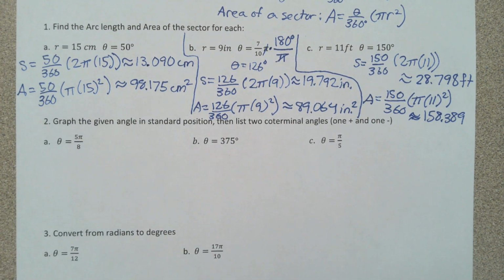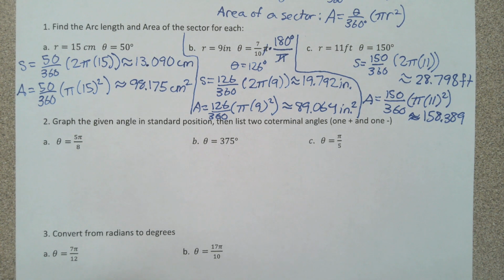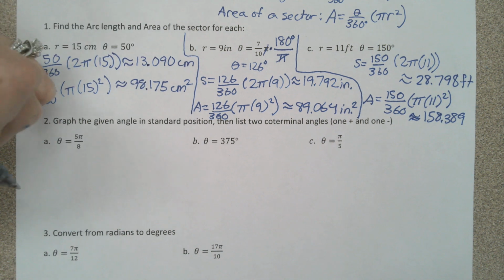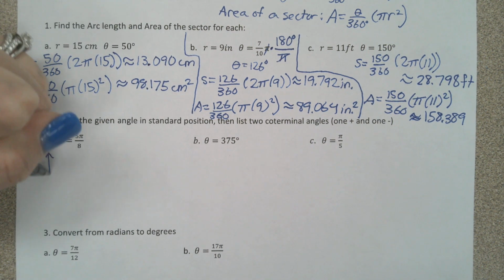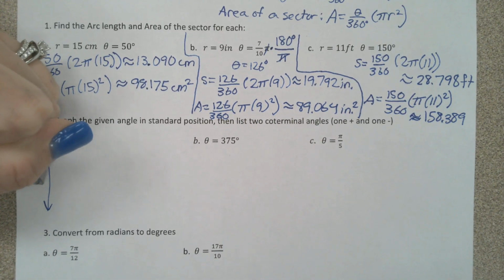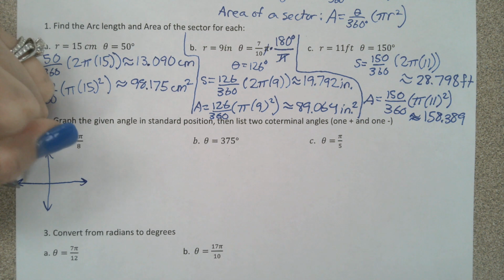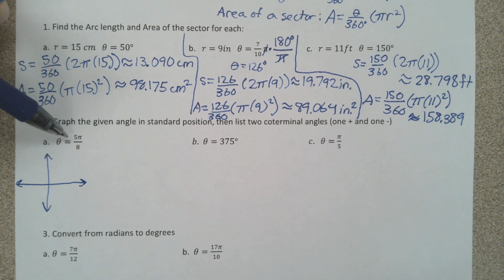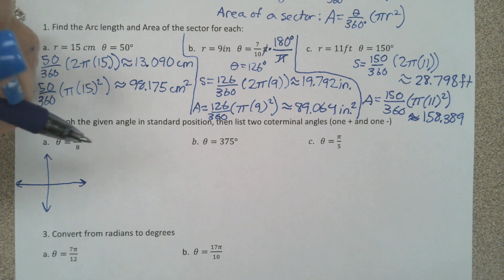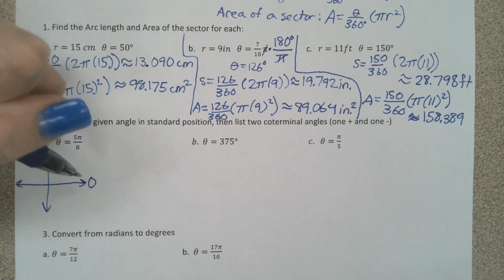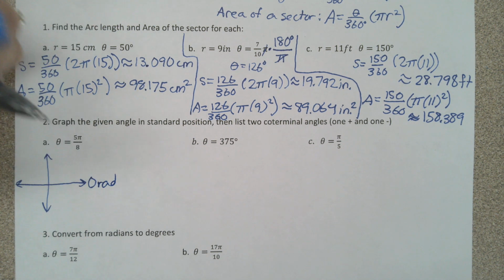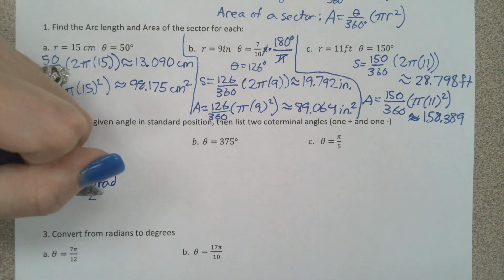Next section, graph the given angle in standard position, then list two coterminal angles, one positive and one negative. So let's go ahead and graph it first so we get an idea of where this is at on the unit circle. So we have 5 pi over 8. So we're in radians. First off, our starting point here is always 0. Again, this is in radians. This is also the 2 pi mark.